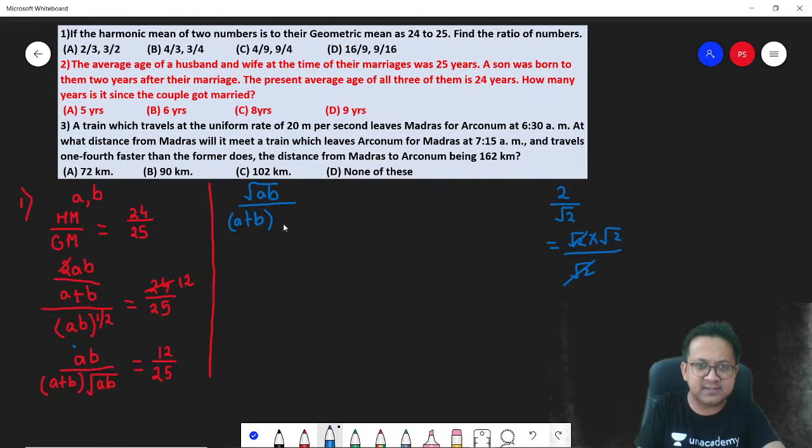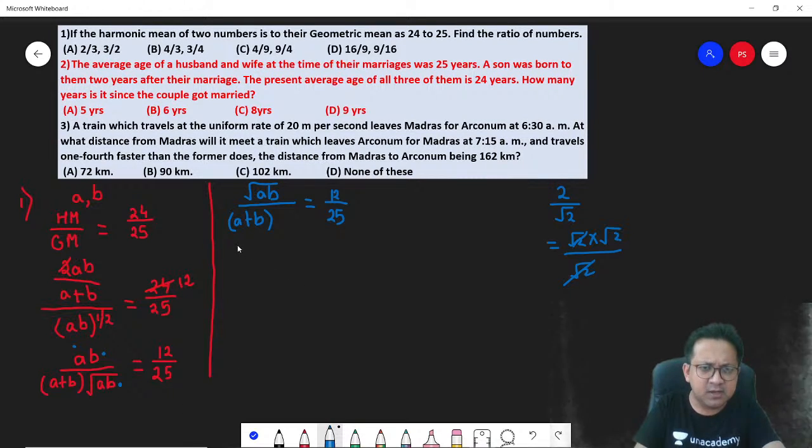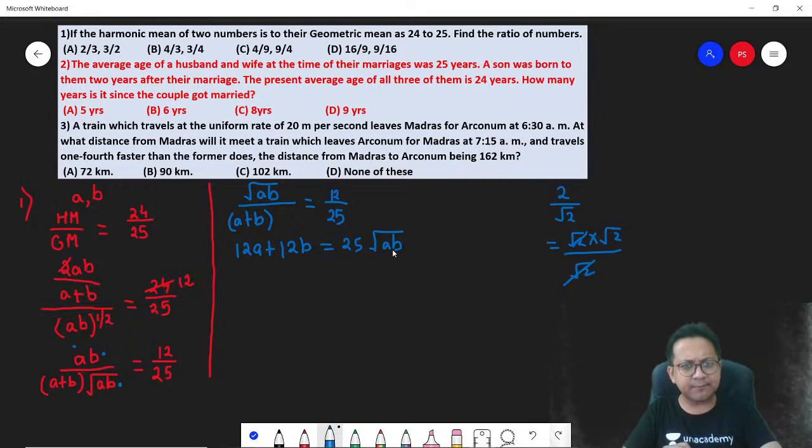So what you get is A plus B in the denominator and root AB in the numerator. One of the root AB's in the numerator will cancel out with the root AB in the denominator. Now I think you can cross multiply. So 12A plus 12B is equal to 25 root AB. Correct? I hope up till now there is no problem.